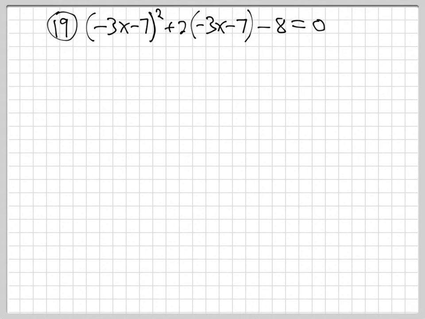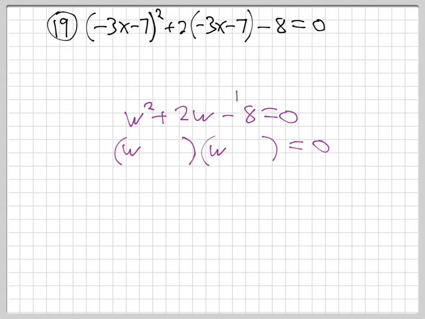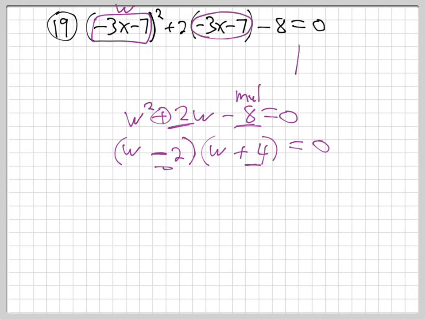Let me show you. What if we had something like w squared plus 2w minus 8 equals 0? You could all factor that one, right? You put the w's in the front. What multiplies to be 8? 2 and 4. Sign in the middle. The other one has to be minus because 4 minus 2 makes plus 2 and they multiply to be minus 8. That's exactly what this is. Do you see it? This is like a big old W, and this is the exact same thing. So you could say it's W also.